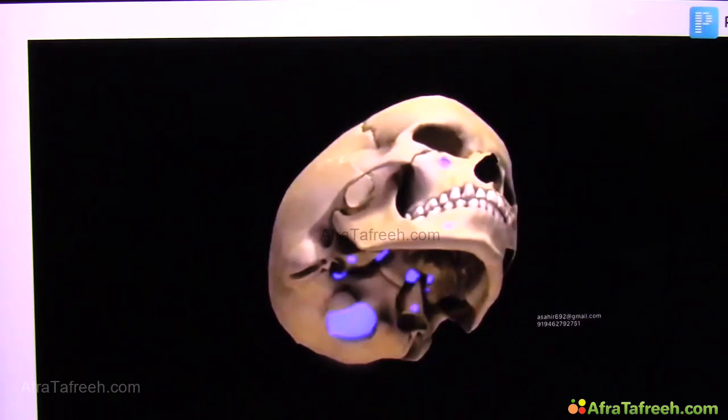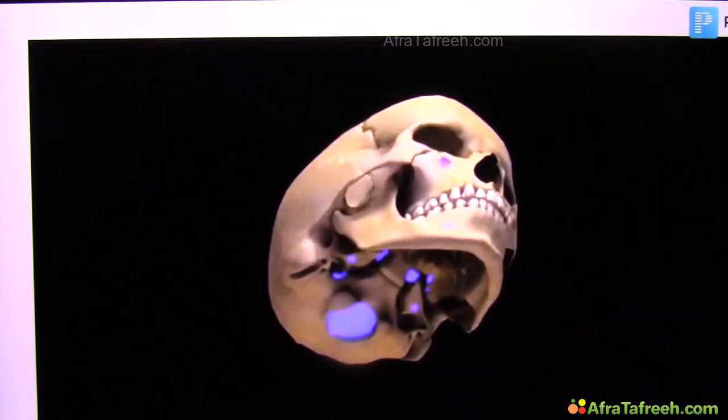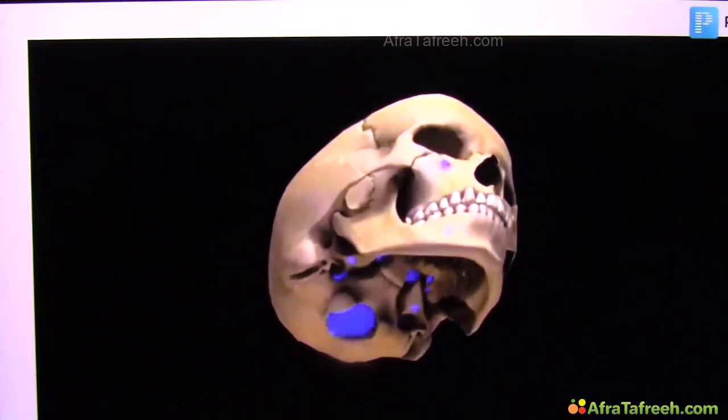Then you must know what structures are passing through it. And you should know the syndromes, if there is some syndrome associated with the foramen. Most of the foramens are associated with very important clinical neurological syndromes, and you must know them. So it's a very important question that is asked in the exam. Anyways, let's go forward and further continue our discussion on this video.